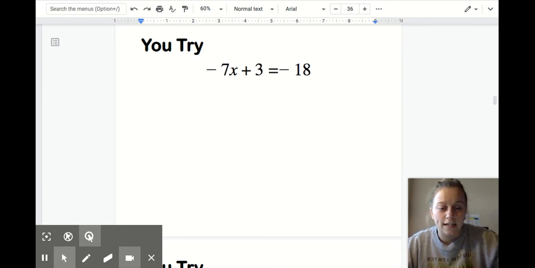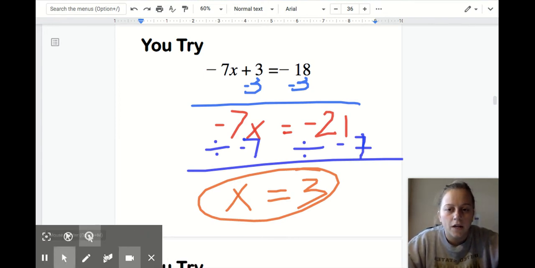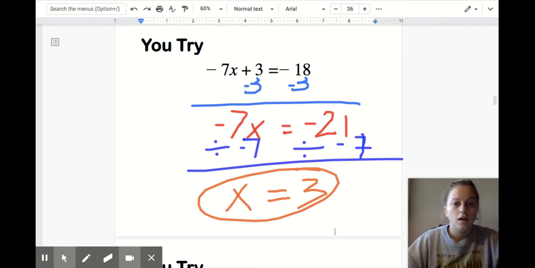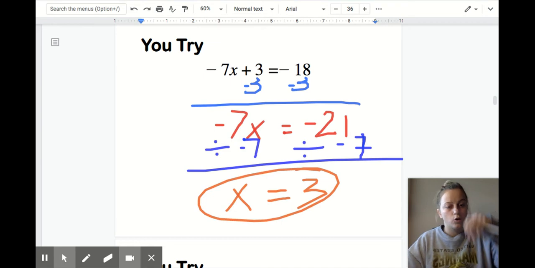All right, here's the correct answer for this. If you need more time, make sure you pause. All right, so you can see here, did you show the minus 3 on both sides? Then did you show dividing by negative 7 on both sides to get x equals 3? Your work needs to match mine exactly. So look at my work, look at your work.